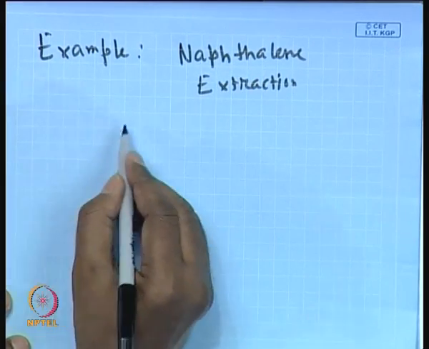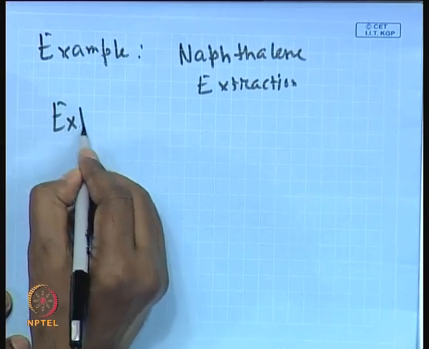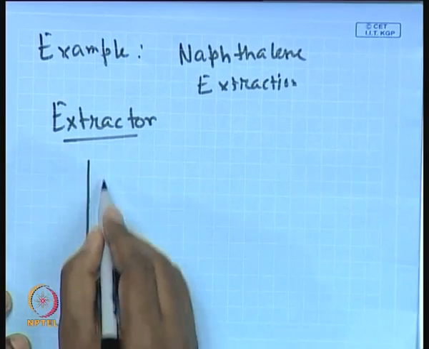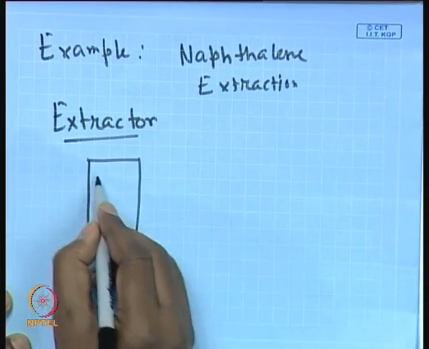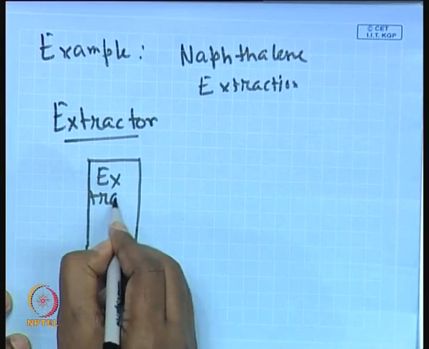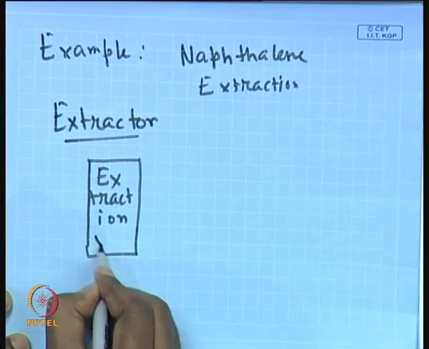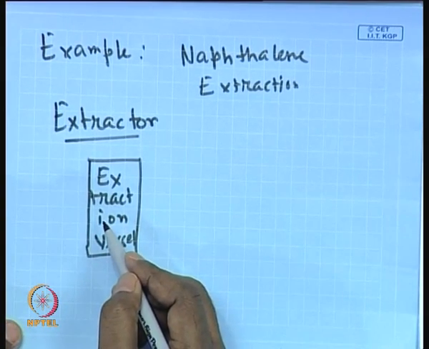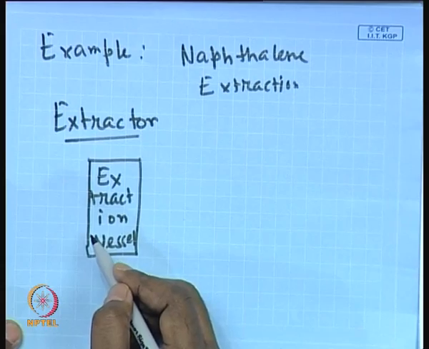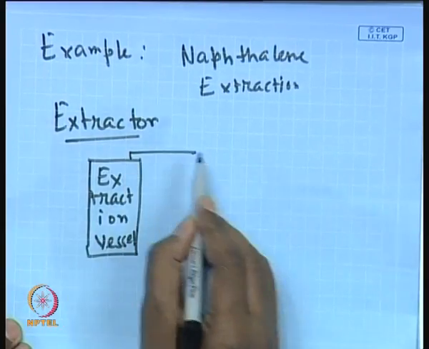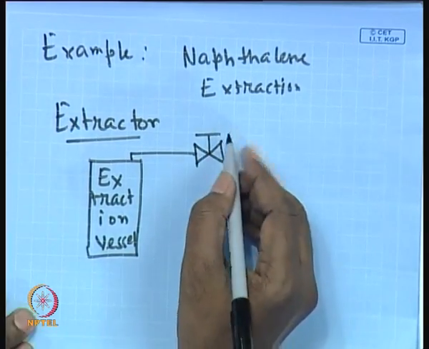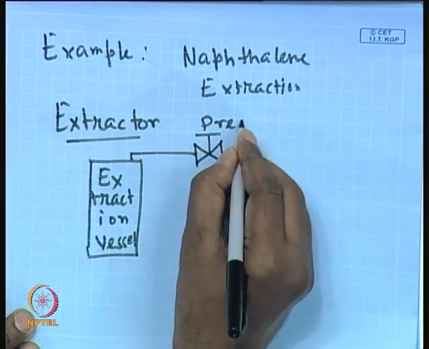The process: a typical naphthalene extractor looks something like this. You will be having the extraction vessel. In this extraction vessel, the supercritical fluid is mixed with naphthalene, and naphthalene is dissolved in the supercritical fluid. Then it goes through a pressure reduction valve. So, expansion.